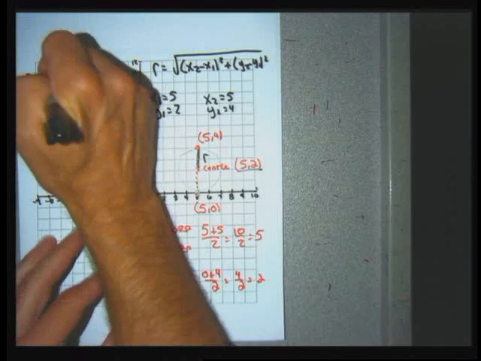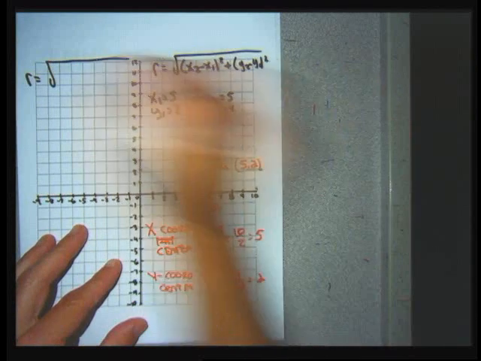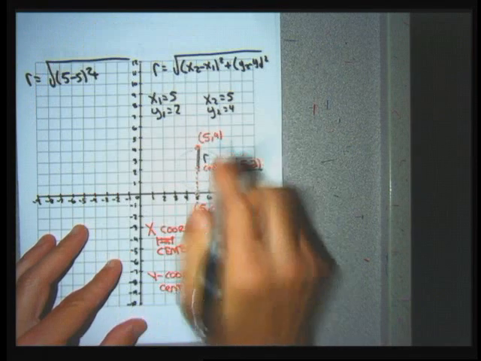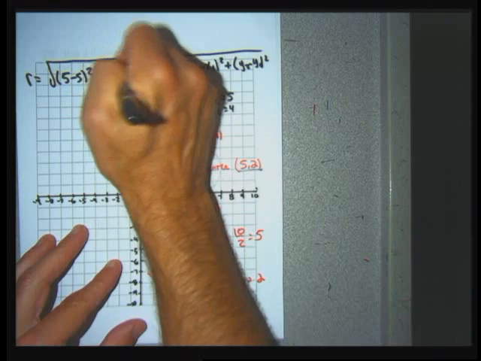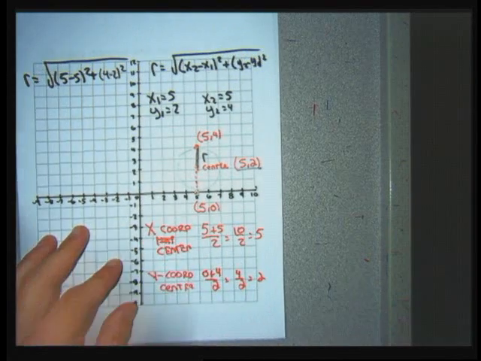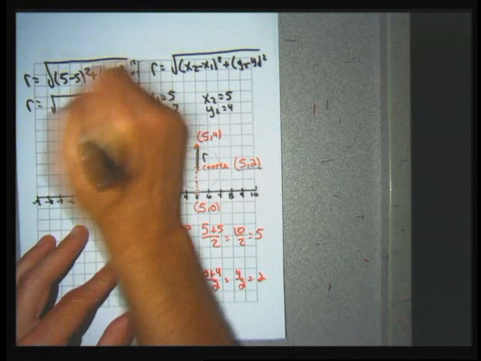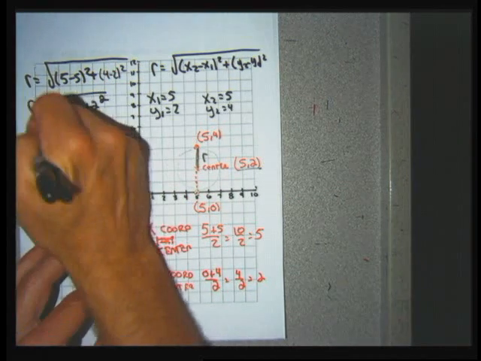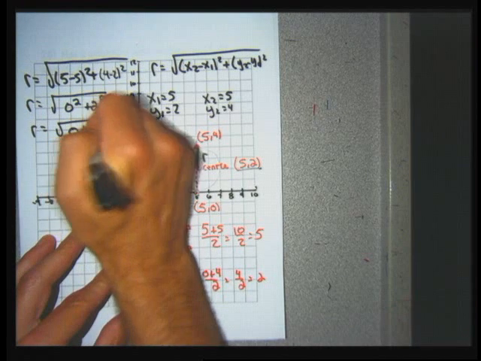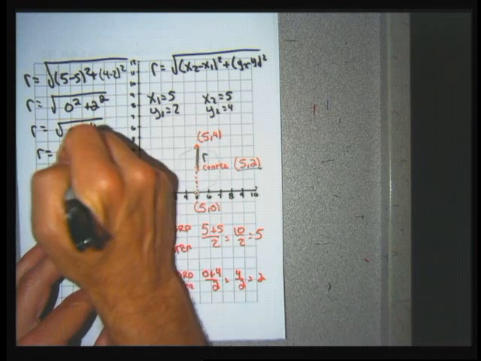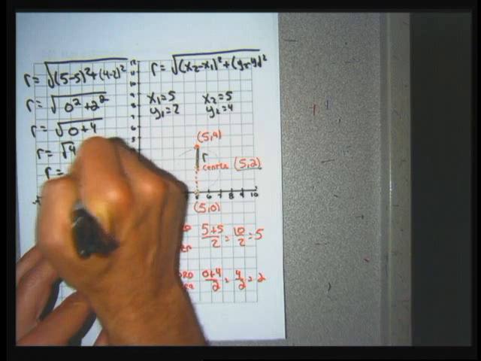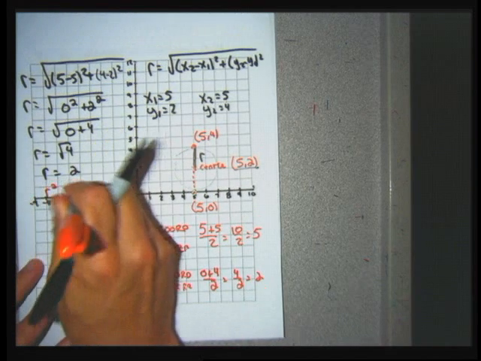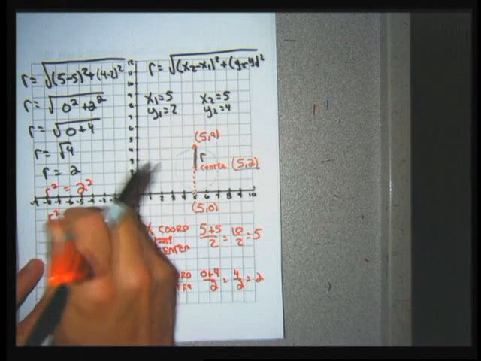I'll get the radius is the square root of x2 minus x1 squared, which is 5 minus 5 squared, plus y2 minus y1 squared, which is 4 minus 2 quantity squared. So I get the radius is the square root of 0 squared plus 2 squared, which is the square root of 0 plus 4. So the radius is the square root of 4, which is 2. I want to know what the radius squared is. The radius squared is going to be 2 squared, which is 4.